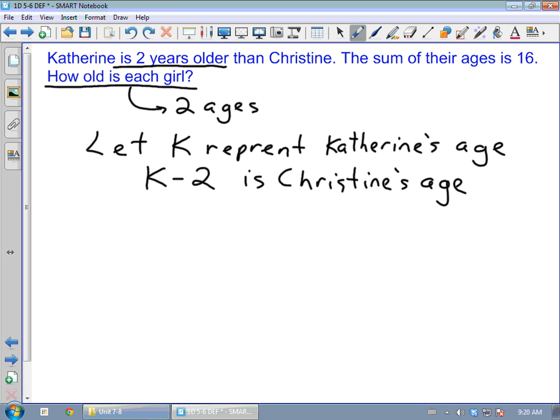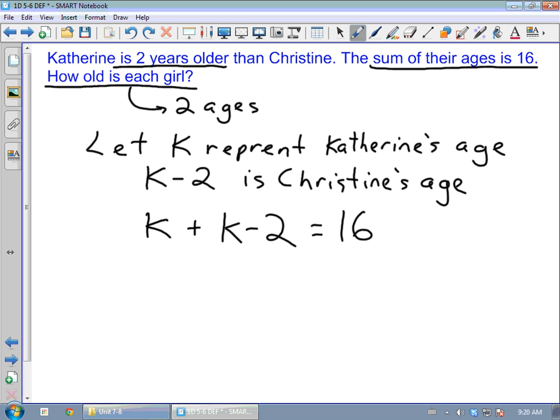Good. Now we've got this other way that these two things are related. The sum of their ages is 16. So what can I do with this K and this K minus 2? What do you think, Liam? When you see that word sum, what operation do you think you have to do here? Addition. So we're going to take K, we're going to add K minus 2, and what does that have to add up to? 16. Here's our equation that we need to solve. This is very similar to the last one. Dante. Ah, thank you. So, yeah, make sure you copy these things down correctly from one line to the next.